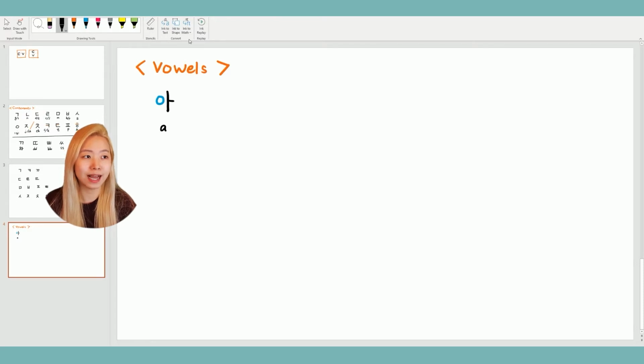This one is ah, all right? Consonant on the left, vowel on the right. So there's one extra line. This one becomes ya. It's quite simple, right? So imagine this invisible box. You're pointing outside, so that's ah, right? Double ya. Okay, next one.